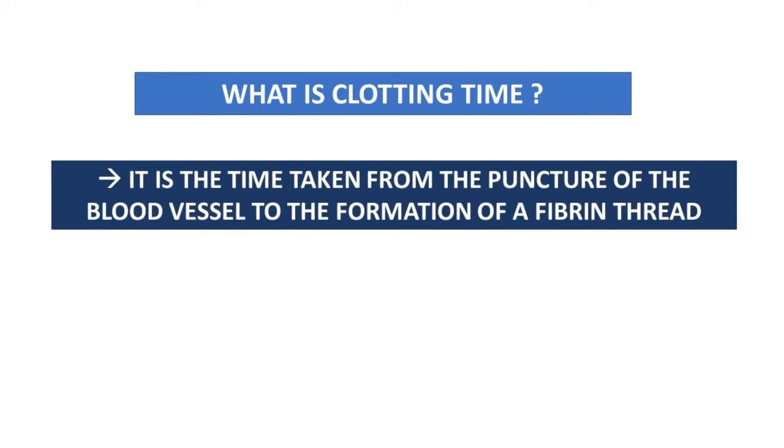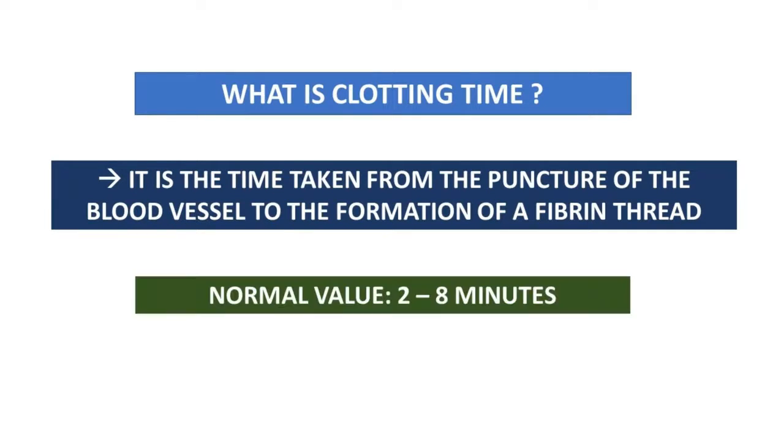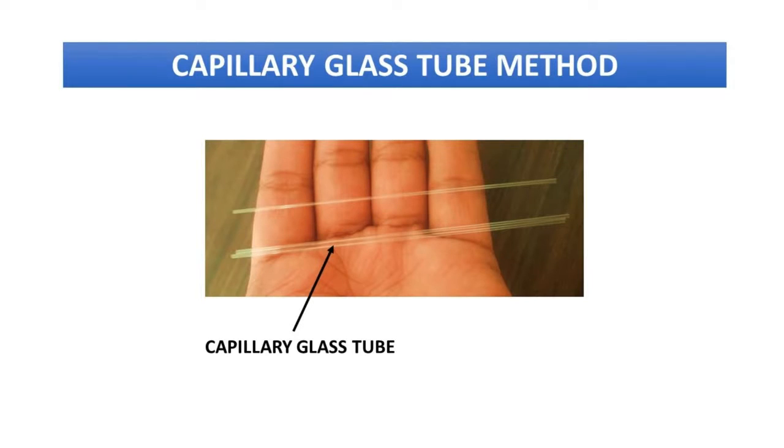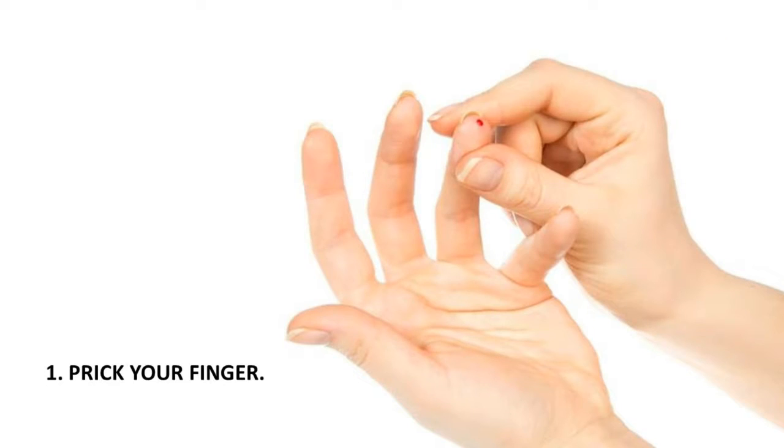What is clotting time? It is the time taken from the puncture of a blood vessel to the formation of a fibrin thread. Normal clotting time value is around 2 to 8 minutes. Clotting time will be performed with capillary glass tube method. These are capillary glass tubes, as you are seeing in the photograph. Now we begin with the procedure.